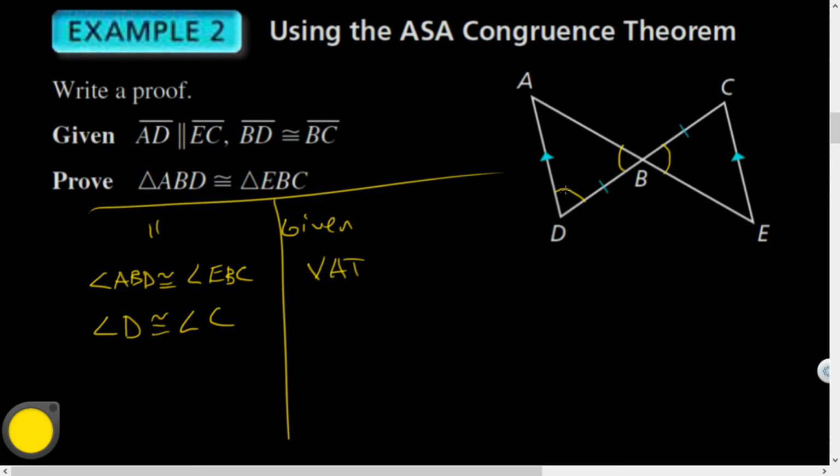All right. Alternate interior angles theorem. I want to point out we also could have made a relationship between A and E for the same reason. The what? Alternate interior angles theorem.